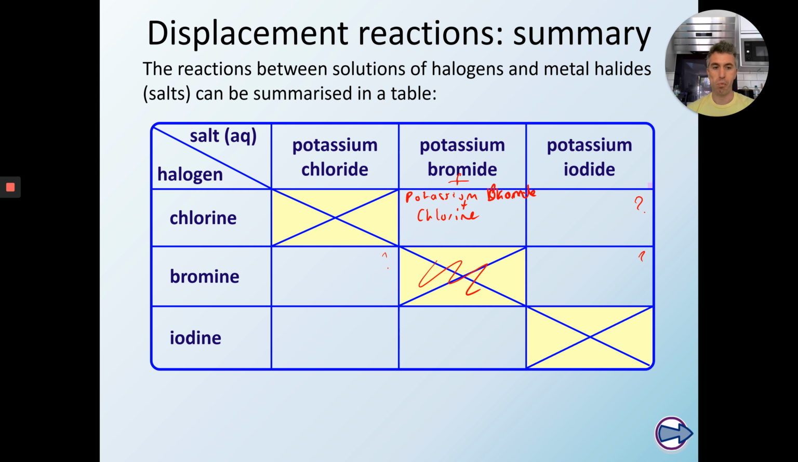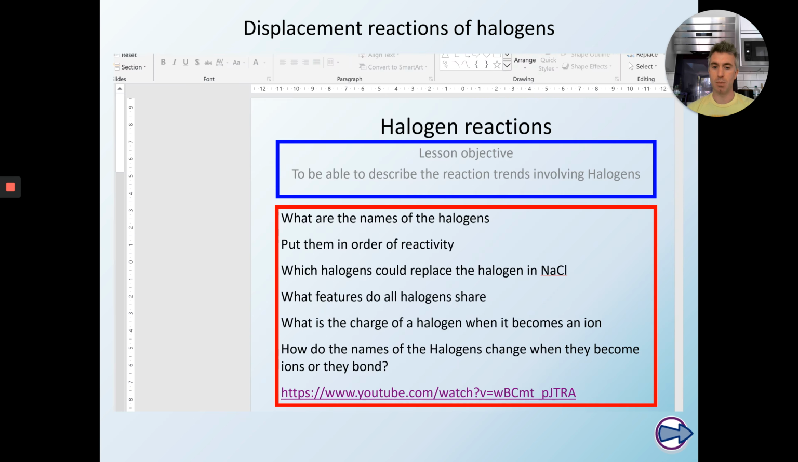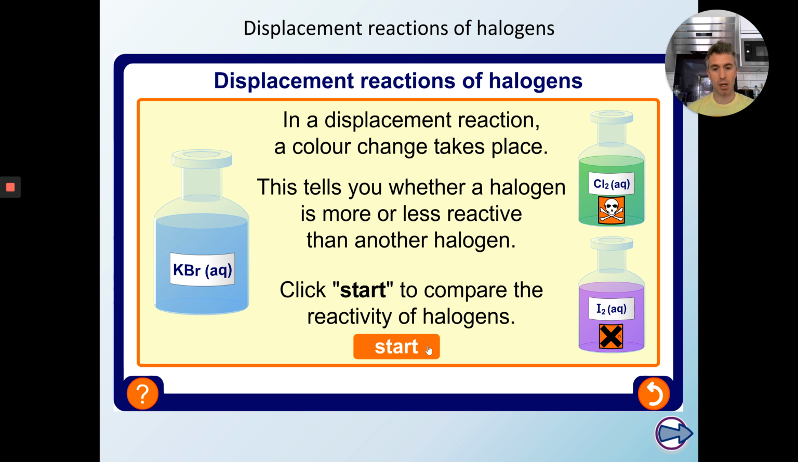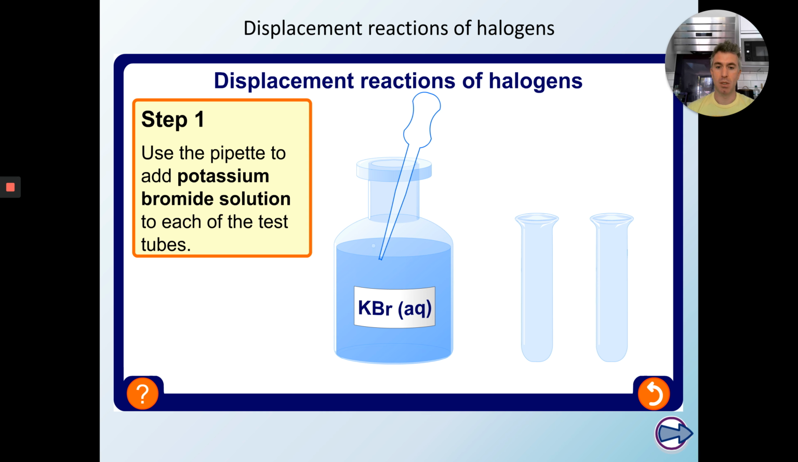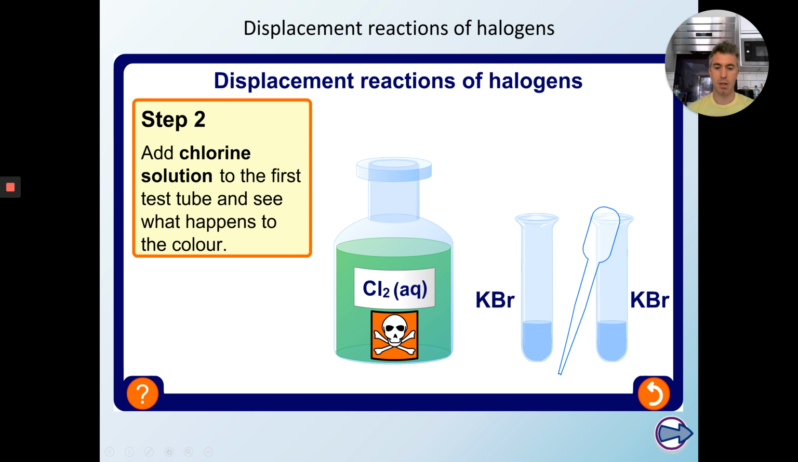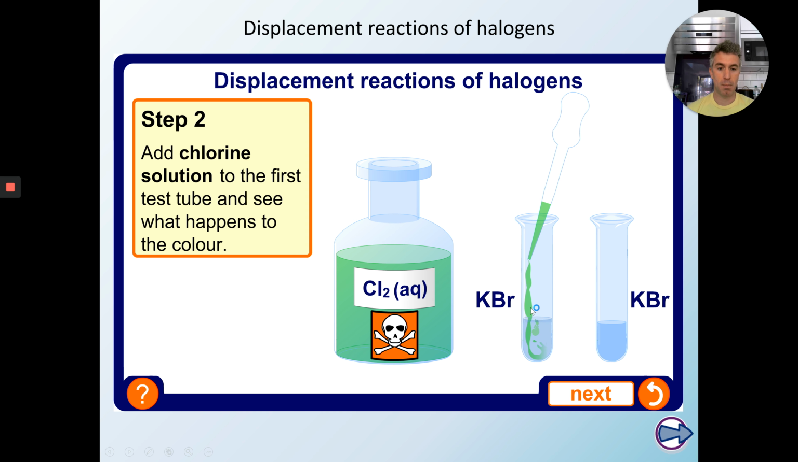Okay. Hopefully you've done that. I'm going to move on. Here's a little animation of what it would look like. The truth be told, if you were to do this, don't do this at home. So I've got 2 KBr. What's KBr? Potassium bromide. Next. If you add the halogen, if there's a reaction, you see a colour change. That's a sign of chemical reaction.